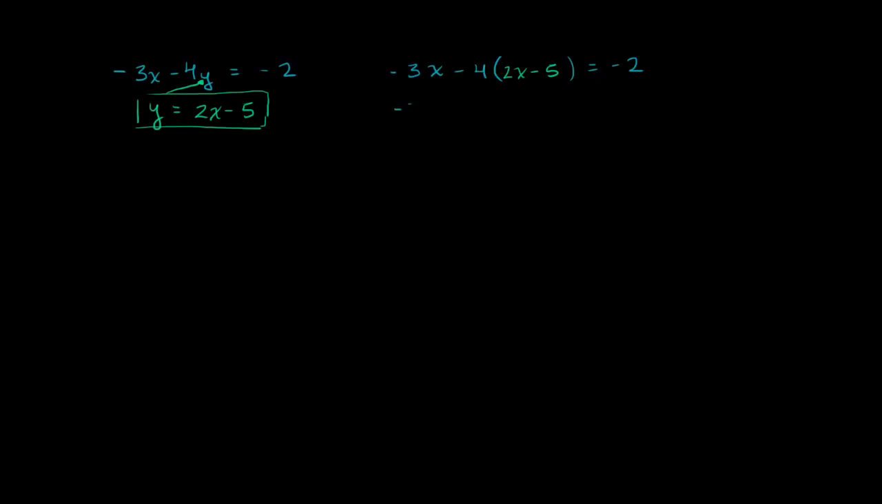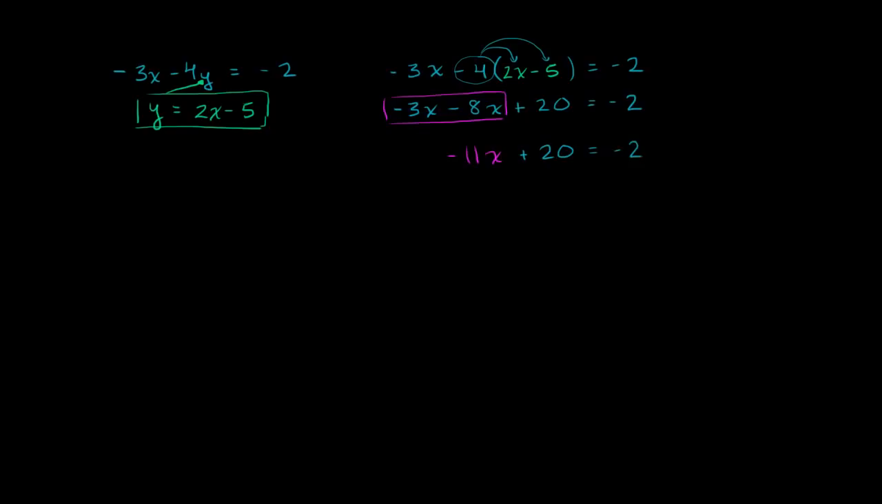So it is negative 3x, and then this part right over here, we have a negative 4. I want to be careful right over here. We have a negative 4 that we want to distribute. We're going to multiply negative 4 times 2x, which is negative 8x. And then negative 4 times negative 5 is positive 20, and that's going to equal negative 2. And now we can combine all of the x terms. So negative 3x minus 8x, that's going to be negative 11x, and then we have plus 20 is equal to negative 2.